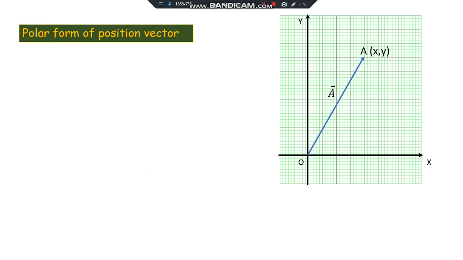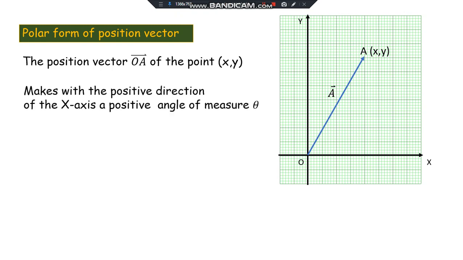OA of the point x and y, and makes with the positive direction of x-axis a positive angle of measure theta. So now theta is called the polar angle, and theta belongs to 0 degrees closed and 360 open. So theta may be in the first quadrant, or second quadrant, or third quadrant, or in the fourth quadrant.